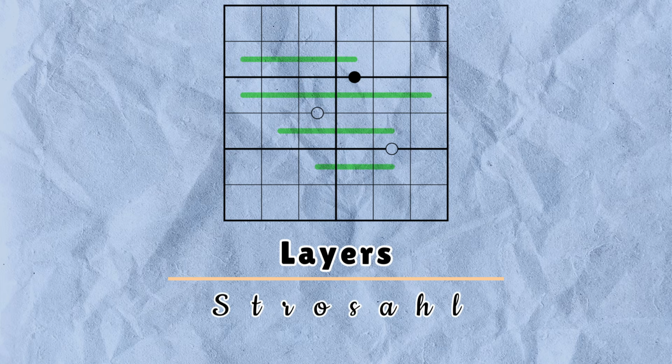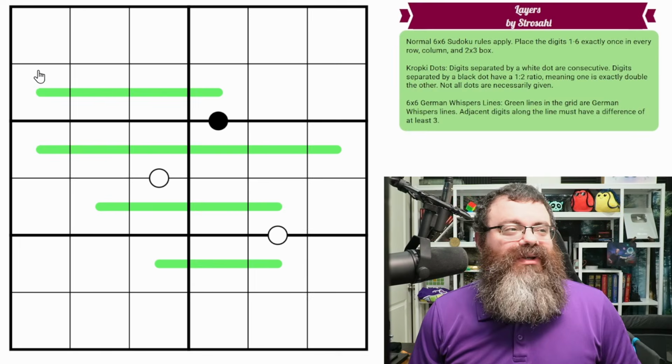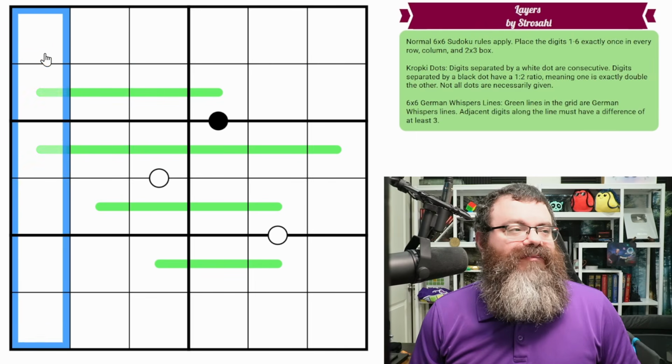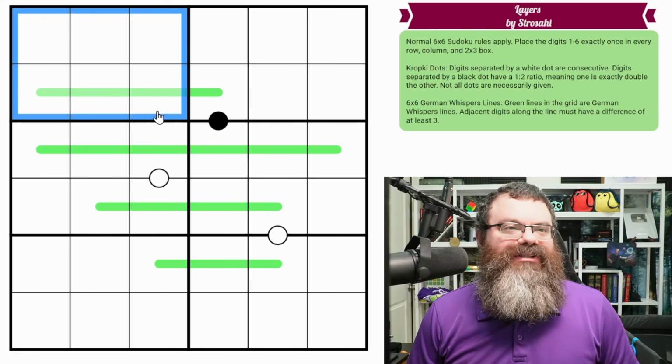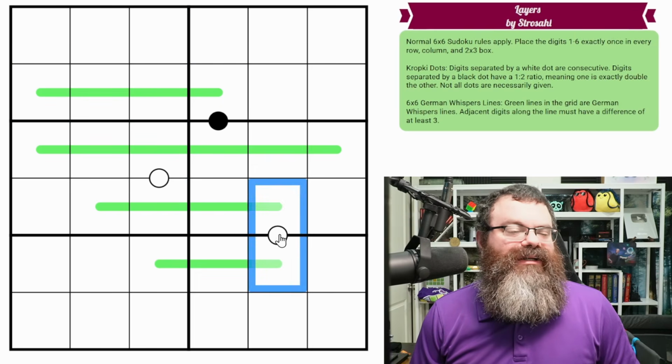Hello, let's continue our Sudoku adventure with layers by Strosahl. So we have normal 6x6 Sudoku rules. That means in each row, each column, and each 2x3 box, we are placing the digits 1 to 6 exactly once each. We also have kropki dots in the grid.